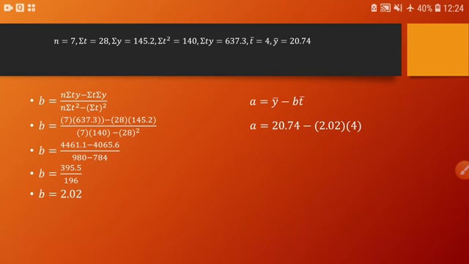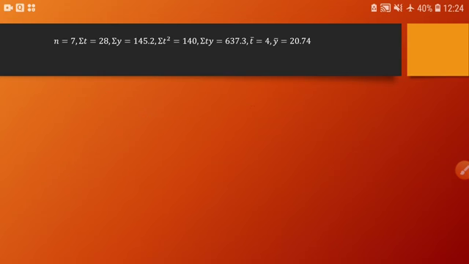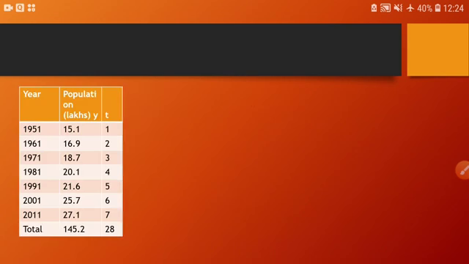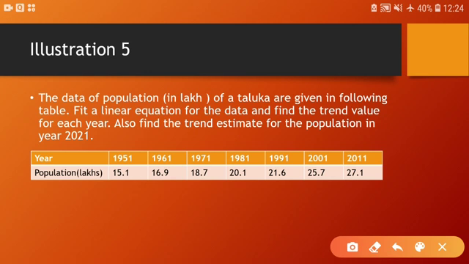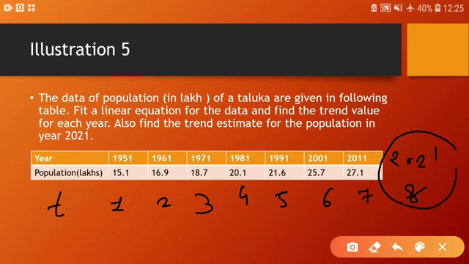Now our question, find estimate for year 2021, that we will solve it. See now, what t should I take for year 2021? For year 1951 t is 1, for year 1961 t is 2, t is 3, t is 4, 5, 6, 7, and for 2021 t is 8. Yes, you got it? 1, 2, 3, 4, 5, 6, 7 and 8. So for 2021 you need to take t as 8.